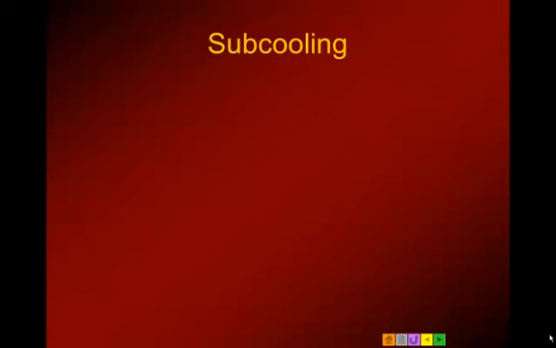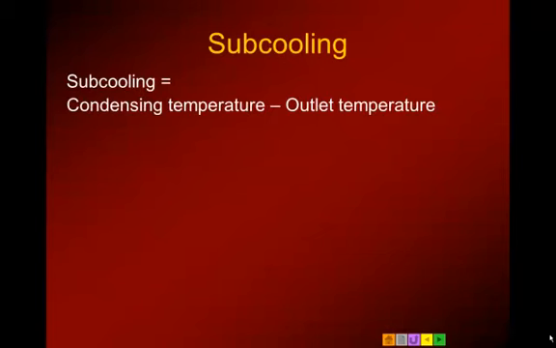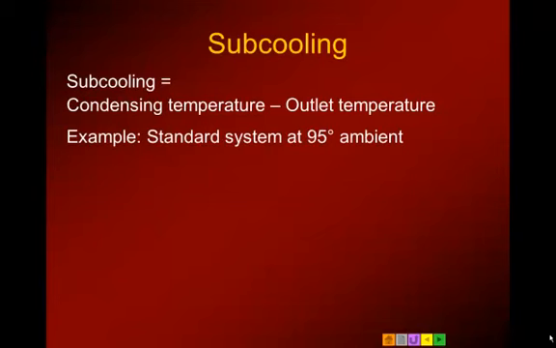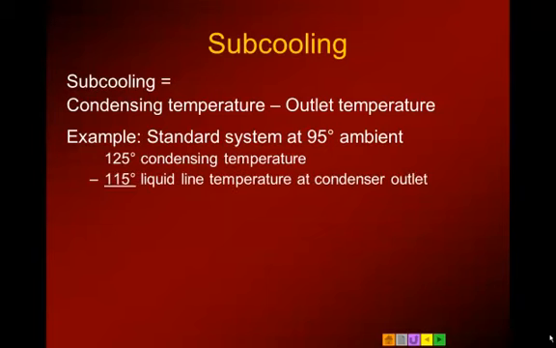Now, subcooling is equal to the condensing temperature minus the outlet temperature. That's the outlet temperature coming out of the condenser. The condensing temperature would be the pressure-temperature relationship from your PT chart. For example, on a standard system at a 95 degree ambient, we would have 125 degree condensing temperature minus a 115 degree liquid line temperature at the condenser outlet would give us a 10 degree subcooling.